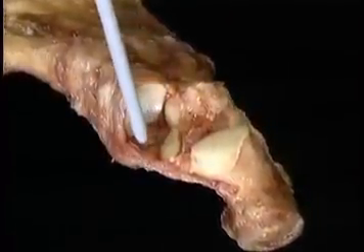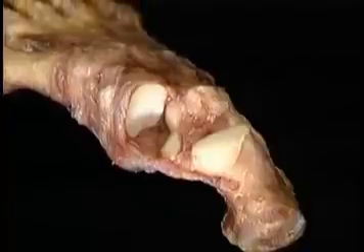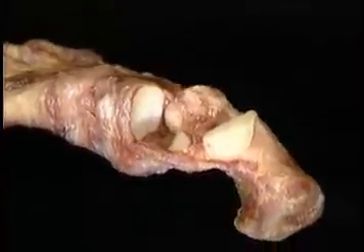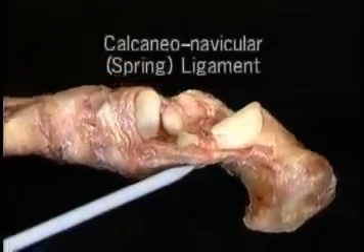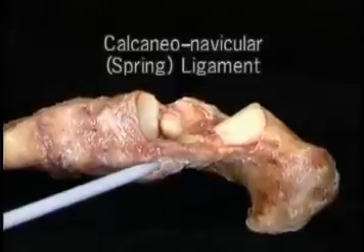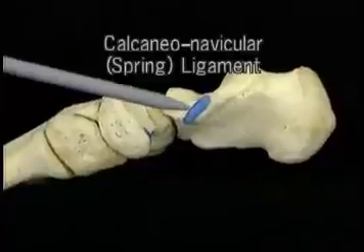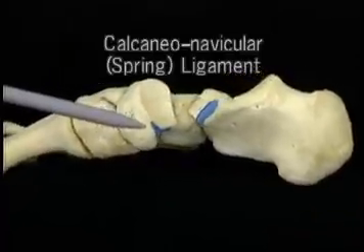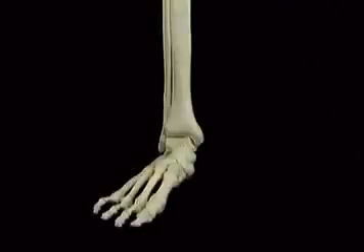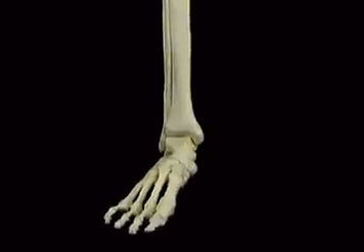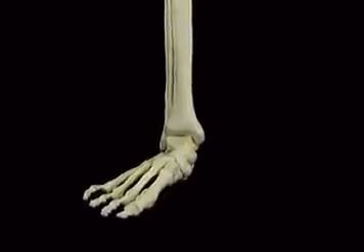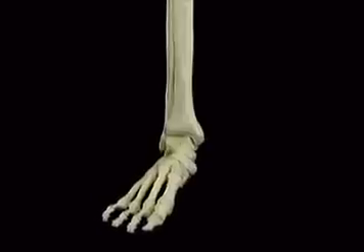This structure in between, which forms part of the TCN joint, is the upper surface of the strong calcaneo-navicular ligament, also misleadingly called the spring ligament, which helps to hold up the head of the talus. It goes from here on the calcaneus to here on the navicular. The movement that happens at the subtalar and TCN joints is a rocking motion that takes place around an obliquely placed axis.